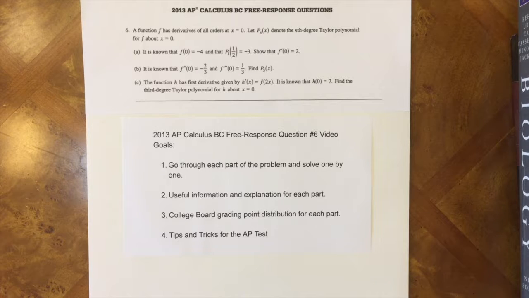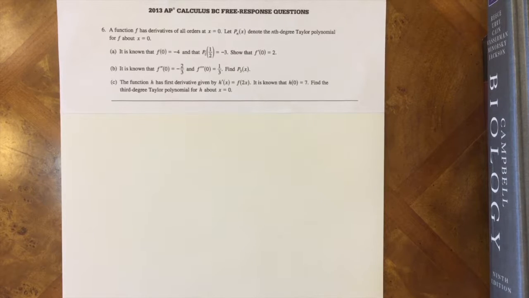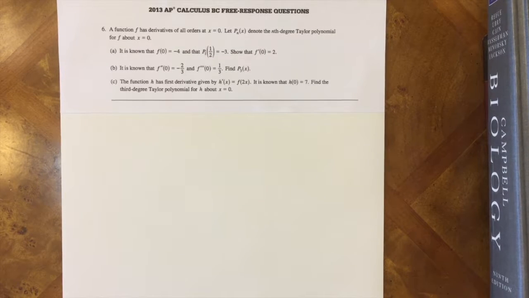Have useful information and explanation for each of these parts. Look at College Board's grading point distribution for each part. And look at some tips and tricks for the AP test. So let's get started. 6 says a function f has derivatives of all orders at x equals 0.